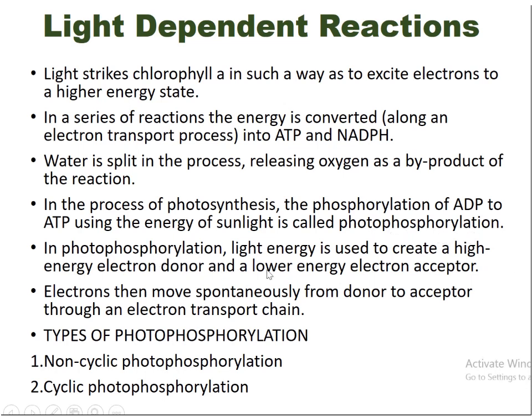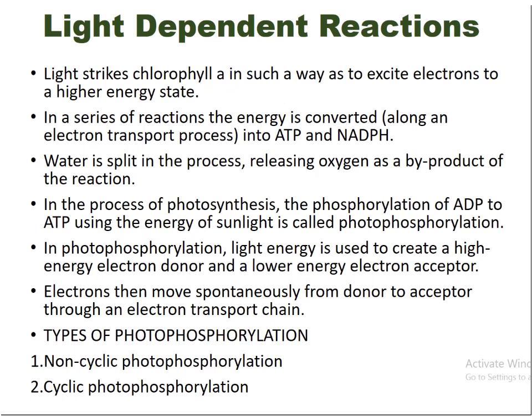In this photophosphorylation, light energy is used to create a high energy electron donor and a lower energy electron acceptor. Okay, so electrons then move spontaneously from donor to acceptor through an electron transport chain. Only two sources of energy are available to living organisms, okay, sunlight and the reduction oxidation reactions. All organisms produce ATP, which is the universal energy currency, adenosine triphosphate, we also call it biological currency in our body, or in animals' body, in plants' body.